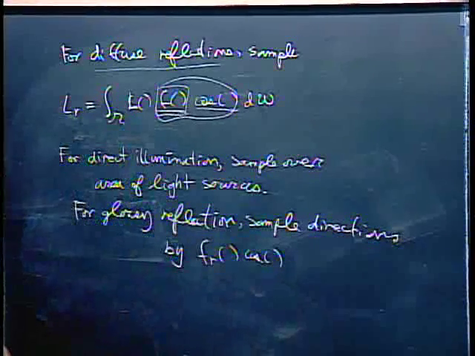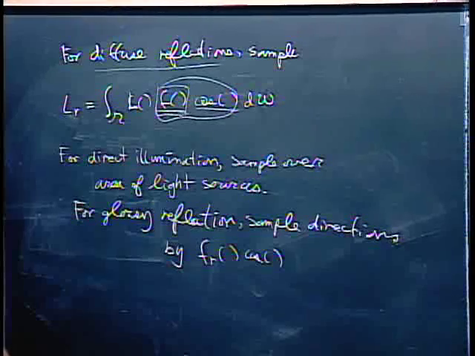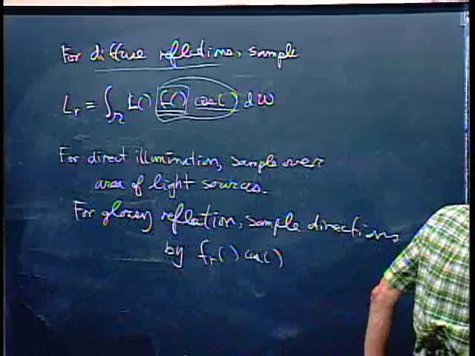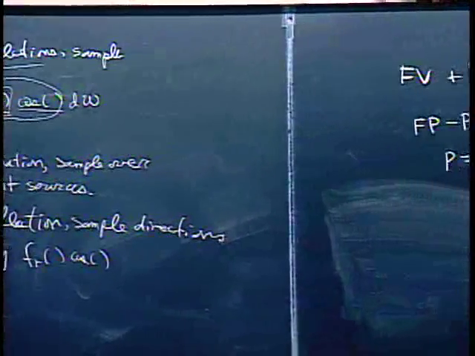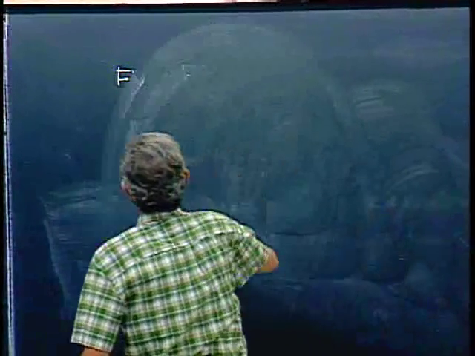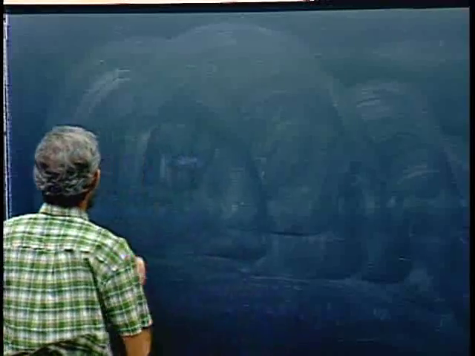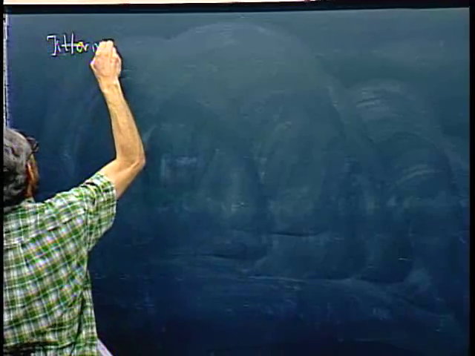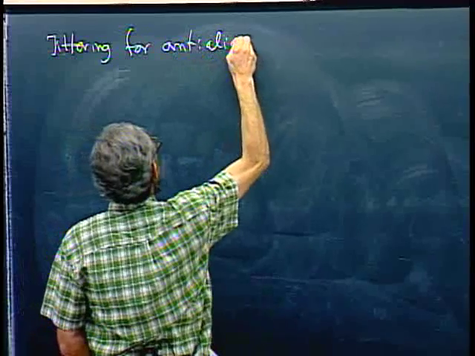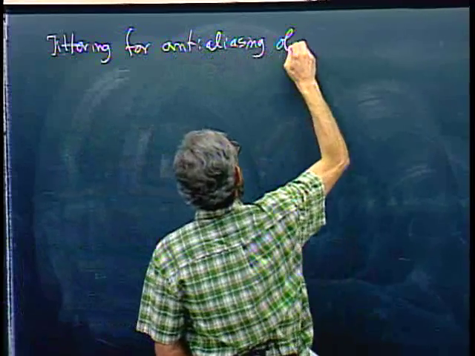And I was going to show you that today, but I'm not sure I'll have time because what I want to talk about is why jittering is good. So this isn't the full detail of why jittering is no worse than not jittering and sometimes helps. This is a case where for sure it helps. And this is jittering for anti-aliasing object edges.